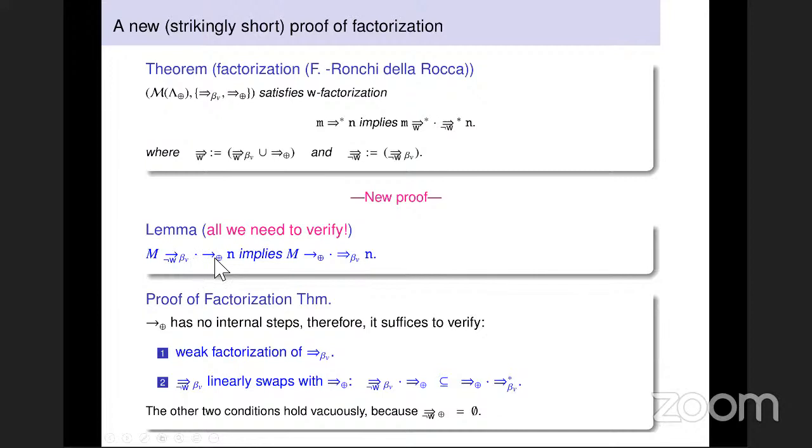The non-weak beta step commutes with the probabilistic step. And then you have everything, because we use the technique. So weak factorization of beta you have, because here you inherit from the call-by-value Plotkin calculus. The linear swap of non-essential beta with the probabilistic reduction is simply a lemma that is 2 lines. And the other 2 conditions hold vacuously because the probabilistic choice is restricted to weak context.